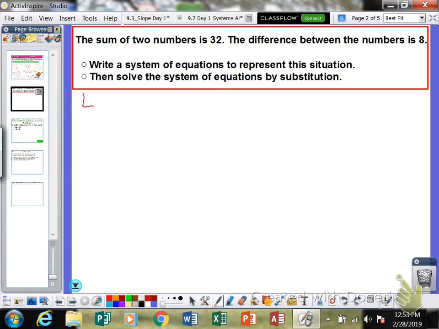So we're going to let x be the first number, and we're going to let y be the second number.